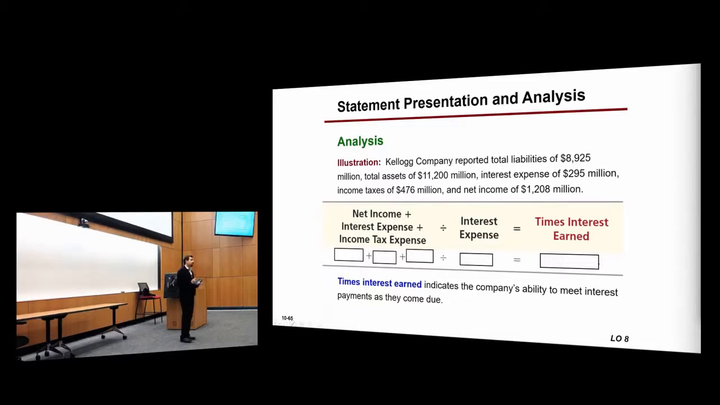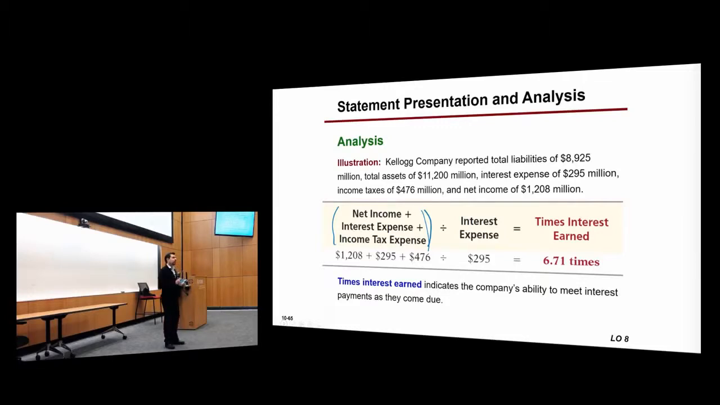In this case, you divide net income plus interest expense plus income tax expense by interest expense. It will tell you how many times the company can pay their interest. In this case, it's 6.71 times. And the higher the number, the higher the ability of the company to pay interest. So if you are going to invest in the company's bonds, you would like to know that the company can continue to pay their interest.